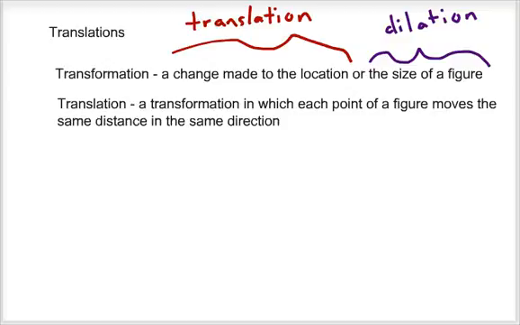But before we get going too far, I'm probably going to want to know one more word, and that's image. An image is the new figure formed by a transformation. So we have the original figure, and then after we move each point of the figure the same distance in the same direction, that new figure is our image. Okay.